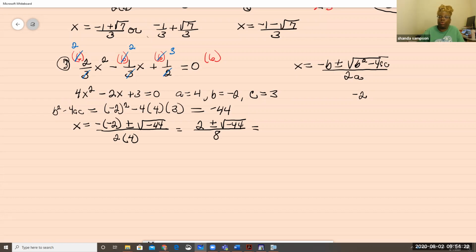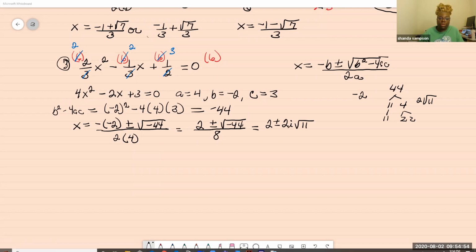The next thing we need to do is break down -44, or rather 44. 44 is going to be 11 times 4. 11 is prime, 2 and 2. So this becomes 2 radical 11. So we have 2 plus or minus 2i radical 11, because remember, we had that negative there that we had to pull out. That's why you need to take your time and be careful. You cannot do these in the calculator because the calculator is going to give you back a decimal. All over 8.